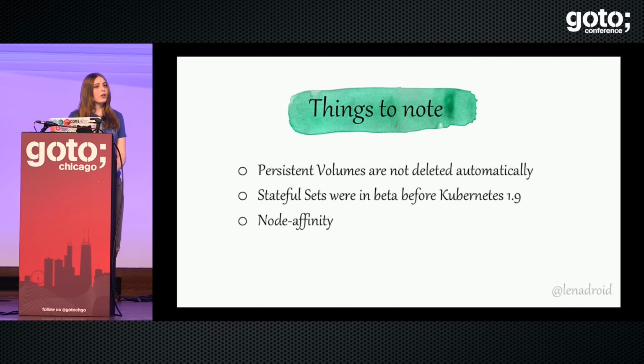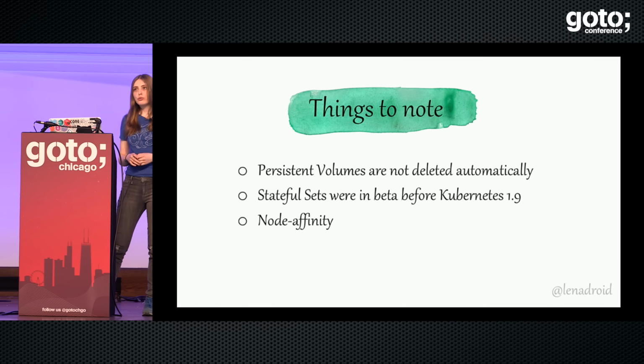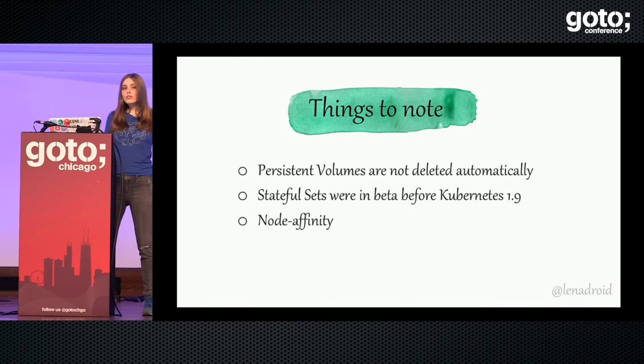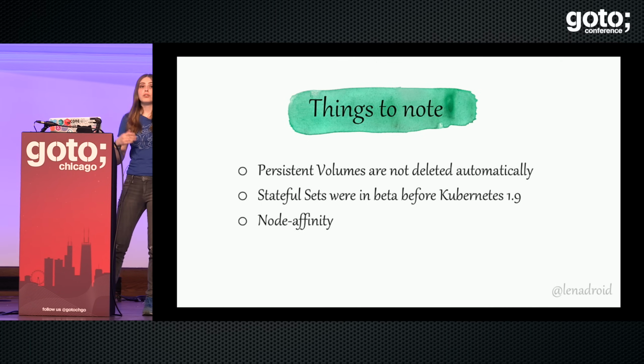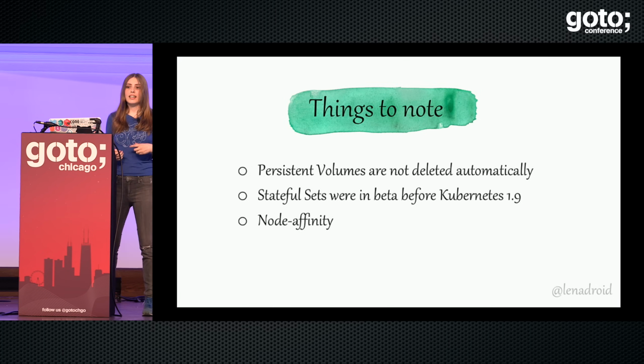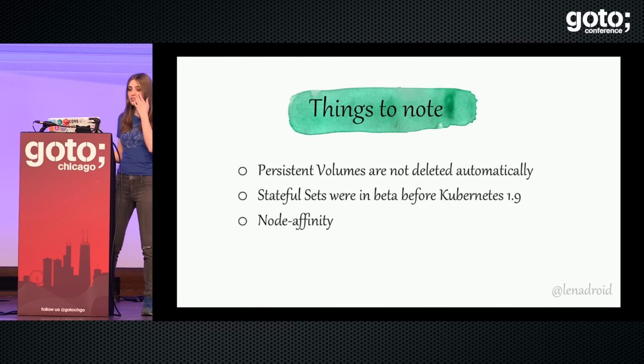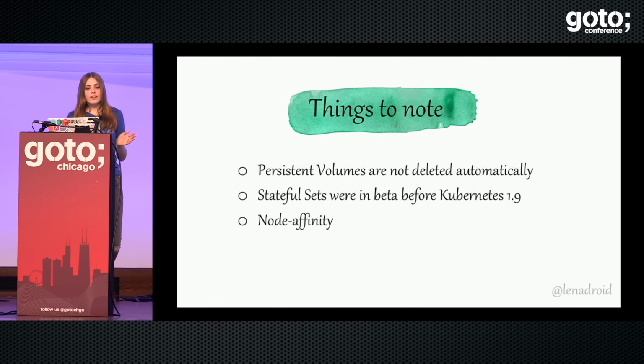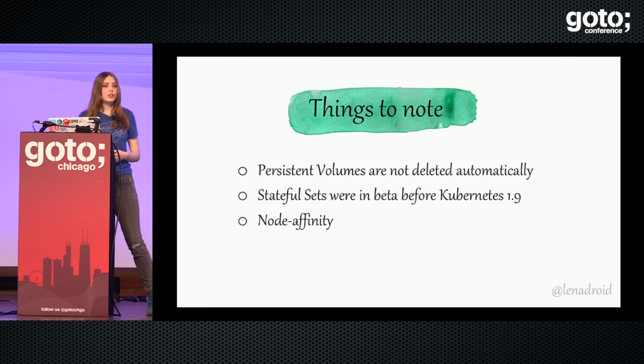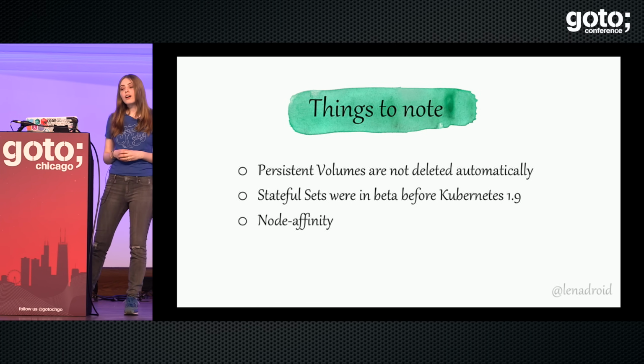And stateful sets were a beta resource before Kubernetes 1.9. Now they're out, and some people use it in production. Before considering using it in production, please go through the GitHub issues that exist and make sure that there are no critical issues there. There's also a concept of node affinity, which Eric mentioned during his talk.